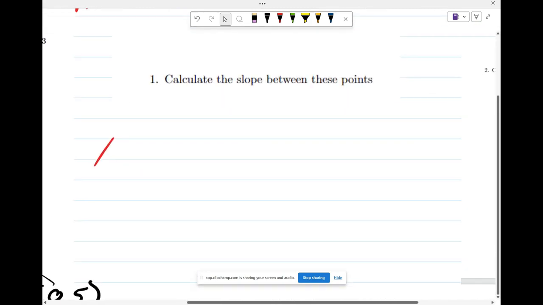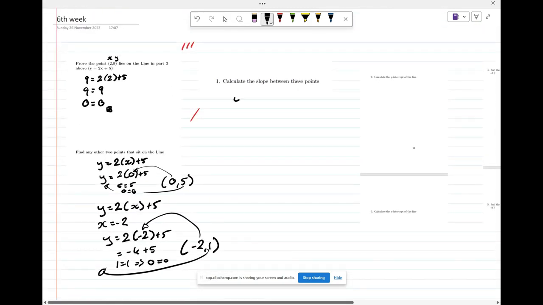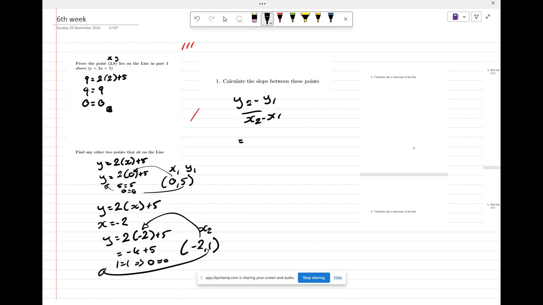Part 2 says calculate the slope between these 2 points. Your slope is y2 minus y1 over x2 minus x1. For our points, let's say that's x1, y1 and that's x2, y2. That's going to be 1 minus 5 over minus 2 minus 0, so it's minus 4 over minus 2, which is 2.